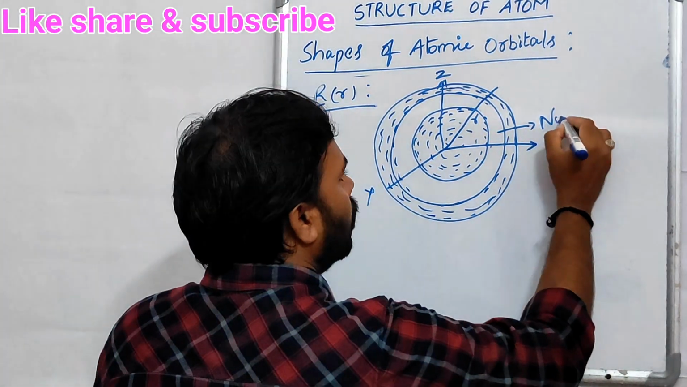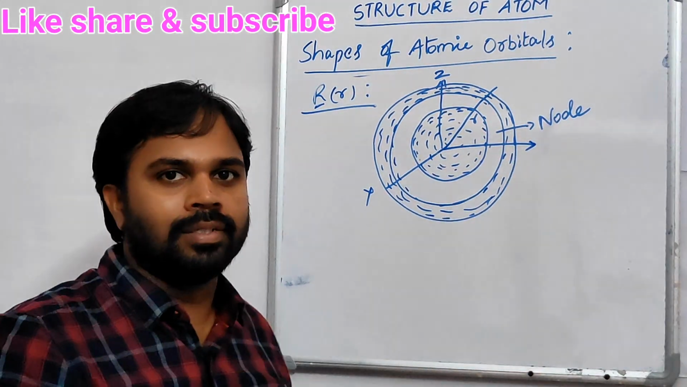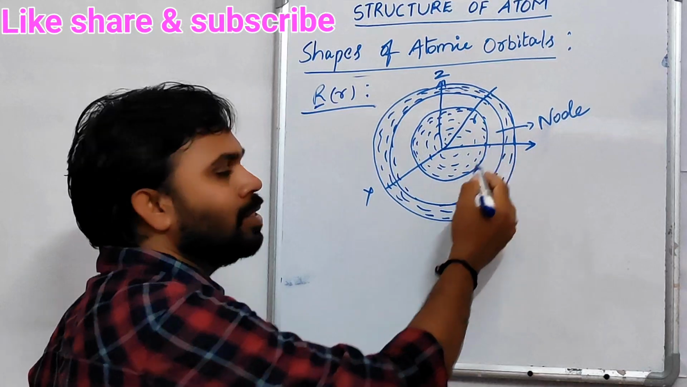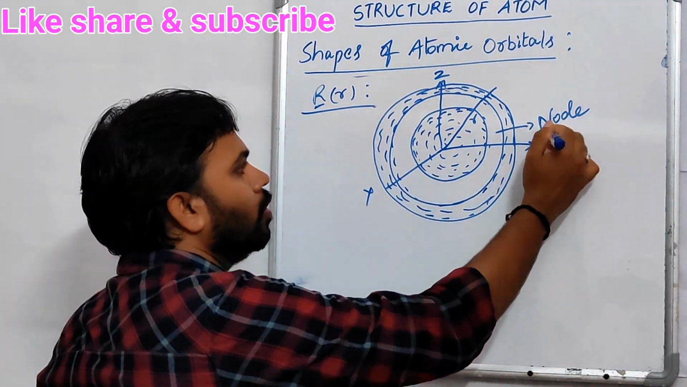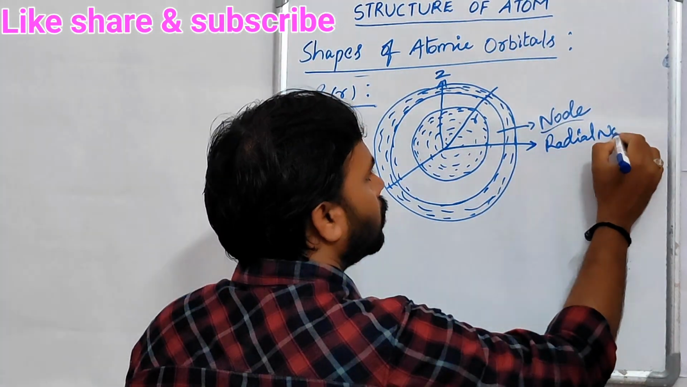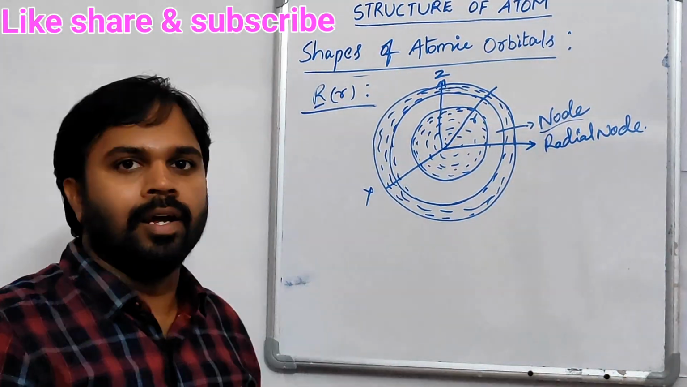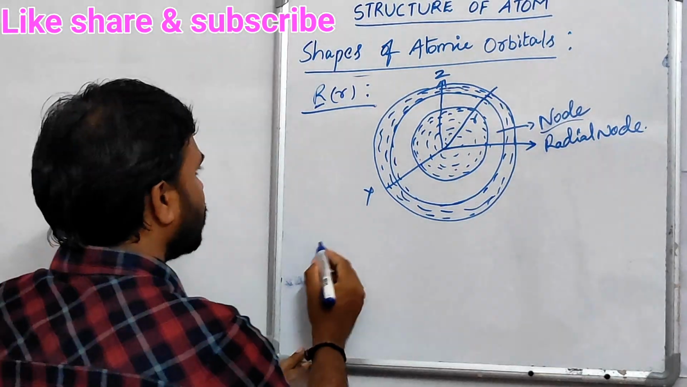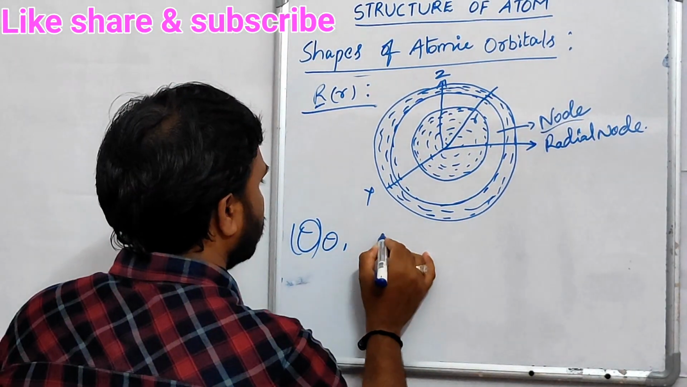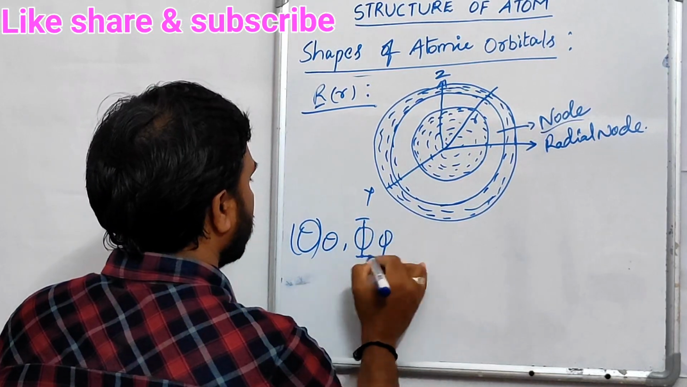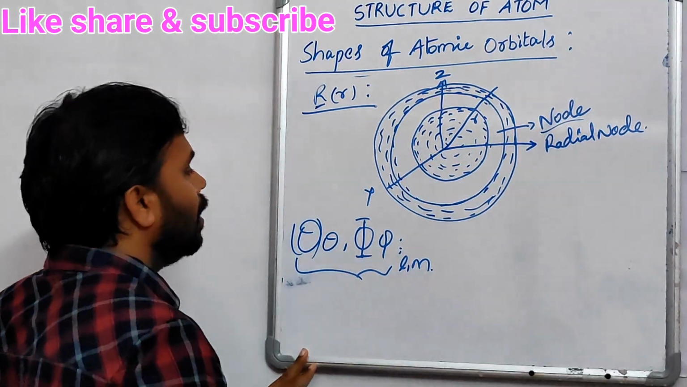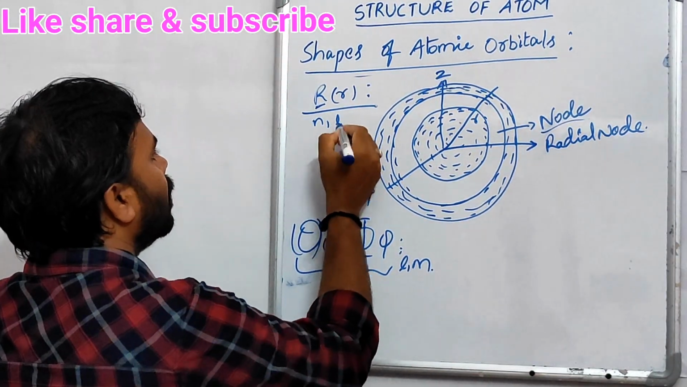That is called a node. A node is nothing but where the probability of finding electron density is 0. There is no electron present. That region is called a node. This is also called a radial node. Now come to the angular part. This angular part depends upon l and m values, and the radial part depends upon n and l values.